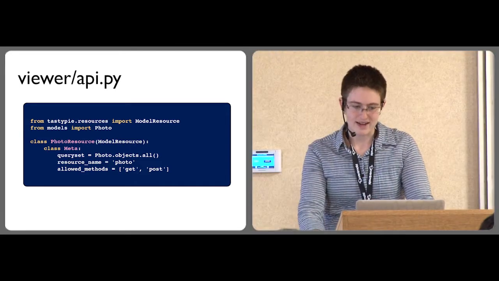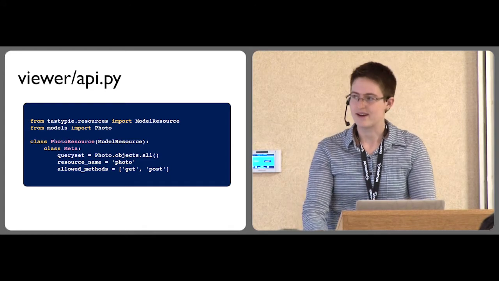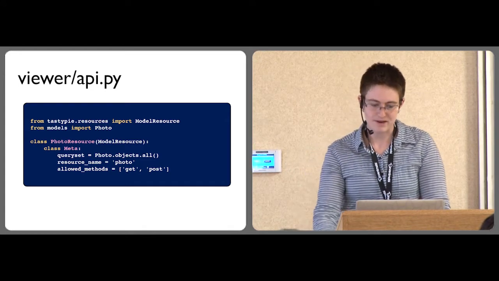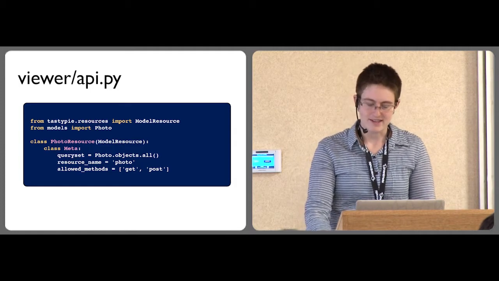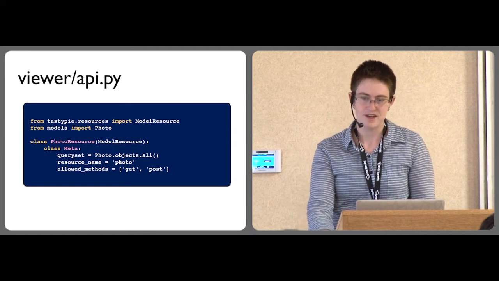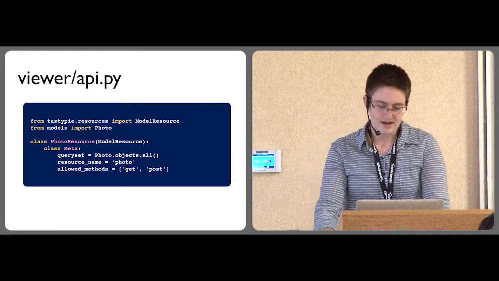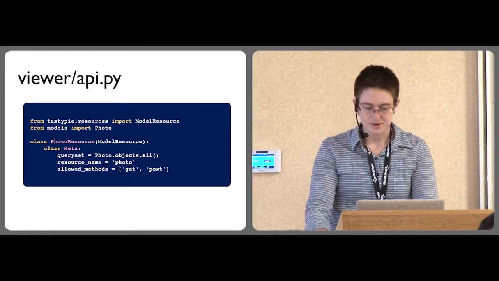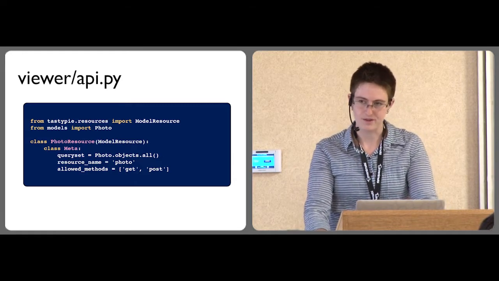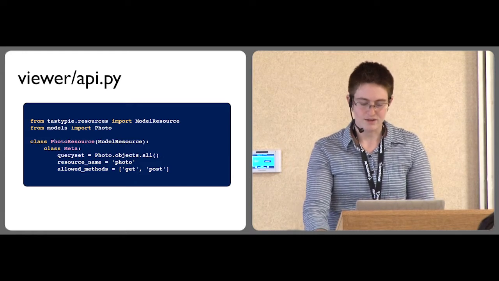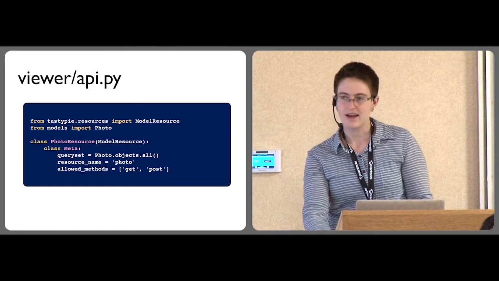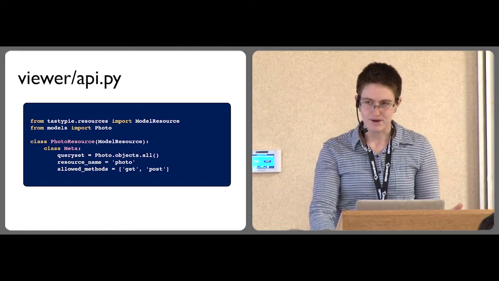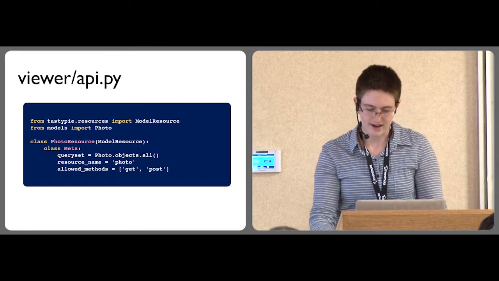OK, so as soon as I've got Tastypie installed with pip install Django-Tastypie, then I go and create an API.py file. This file uses a Tastypie resource and the model that I've just created. And I define a meta class that has a couple of preset variables that tell Tastypie what to do. I tell it to use the photo model for this resource. I give it the resource name of photo. That string, resource name, is what's actually going to appear in the URL. And then I say on this resource, get and post are the only allowed ways of interacting.